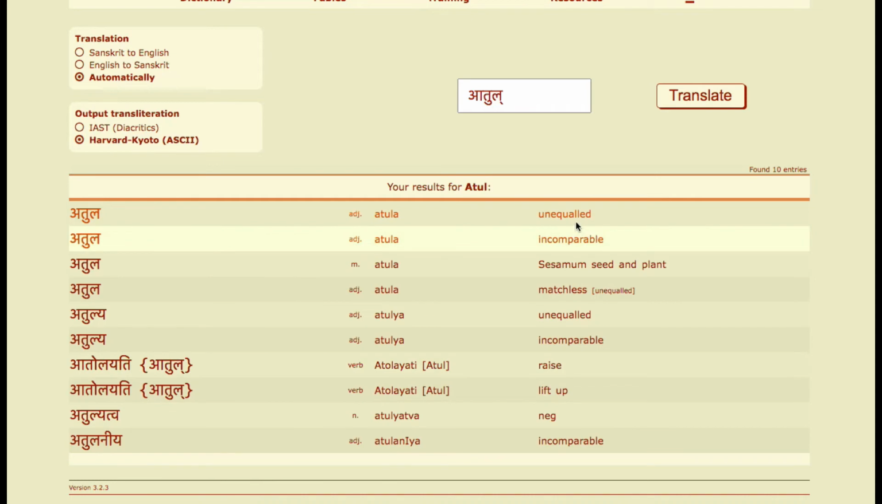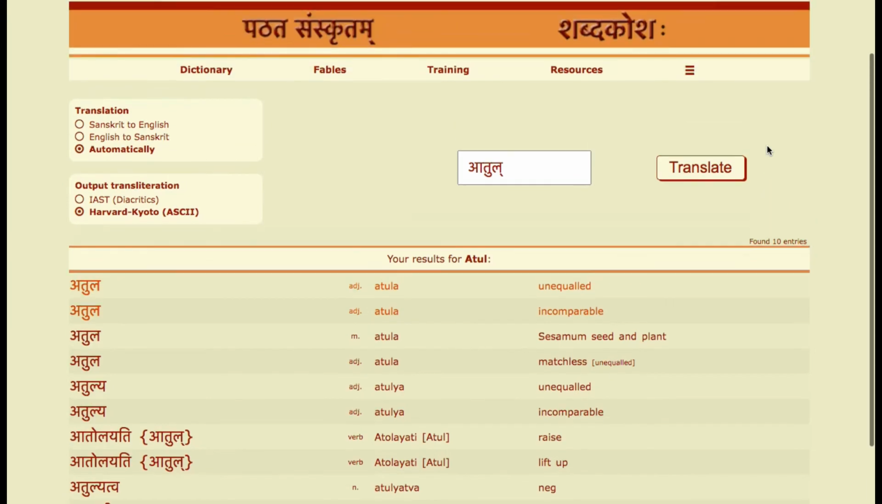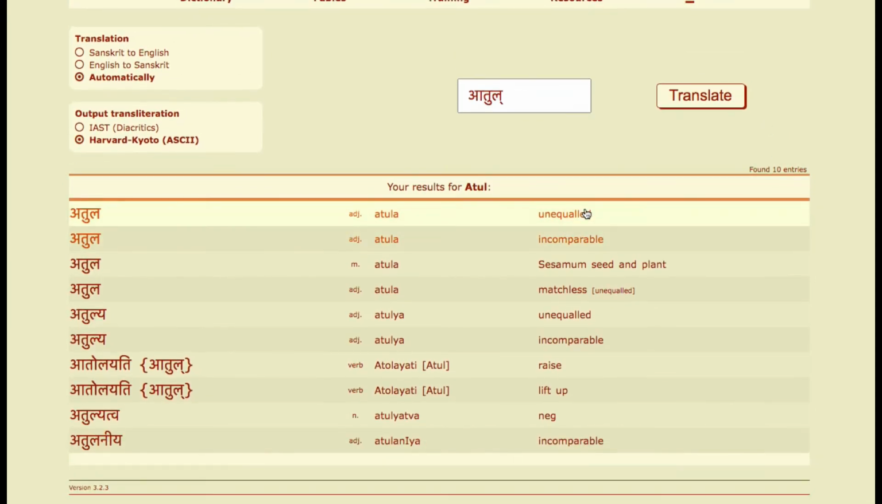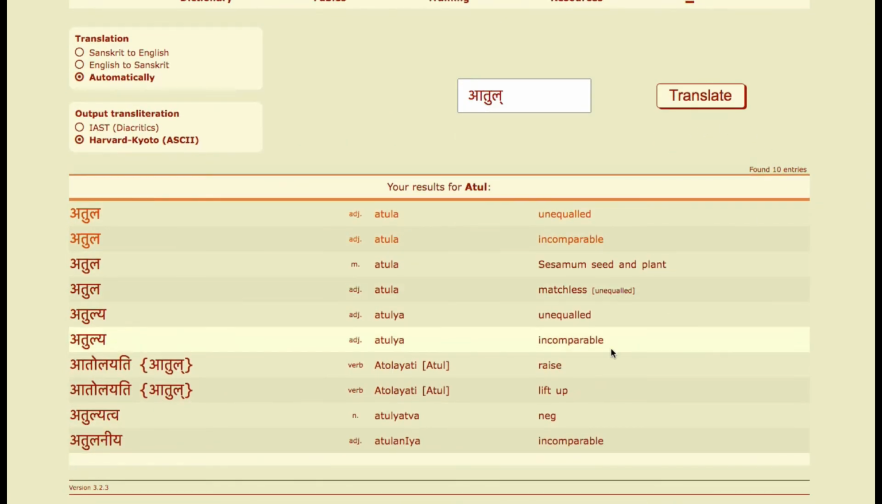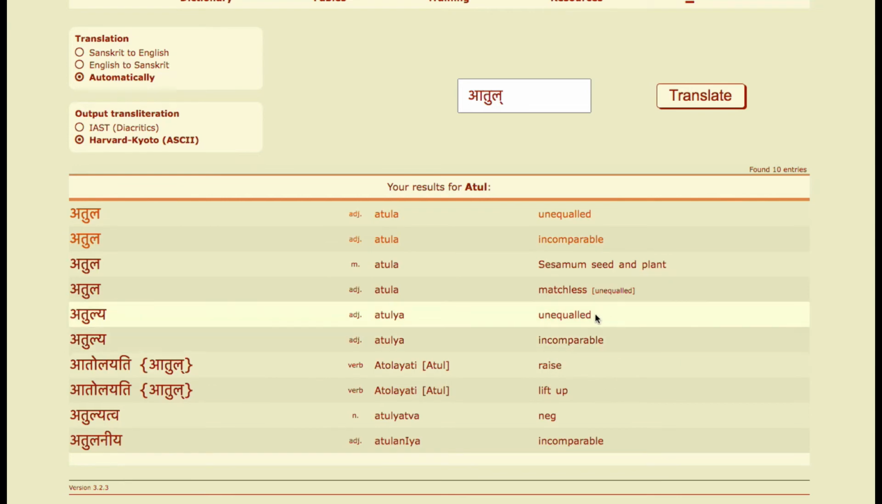It means unequaled, incomparable, atula. So they're talking about, you see how the language is just so beautiful. So in Sanskrit, atula or atul, the root, is going to be unequaled, matchless, incomparable.